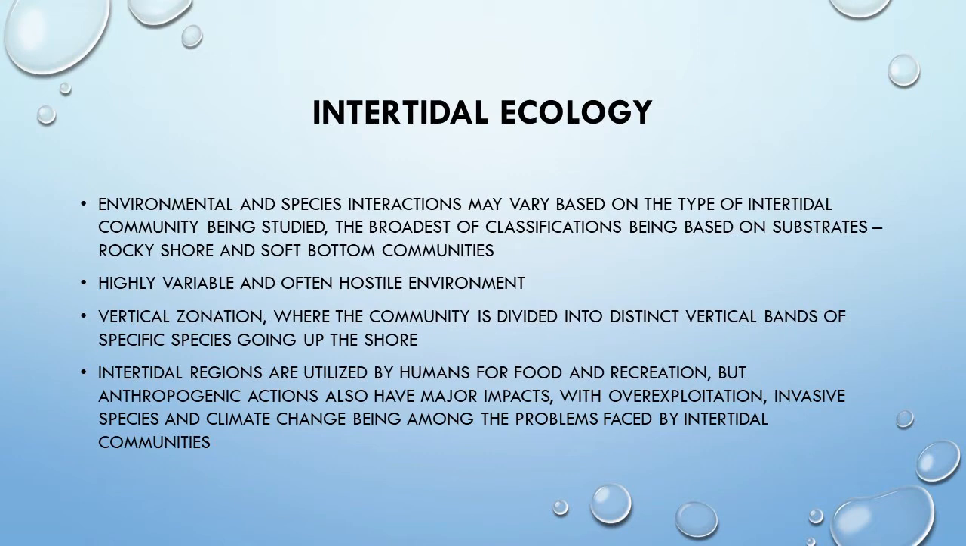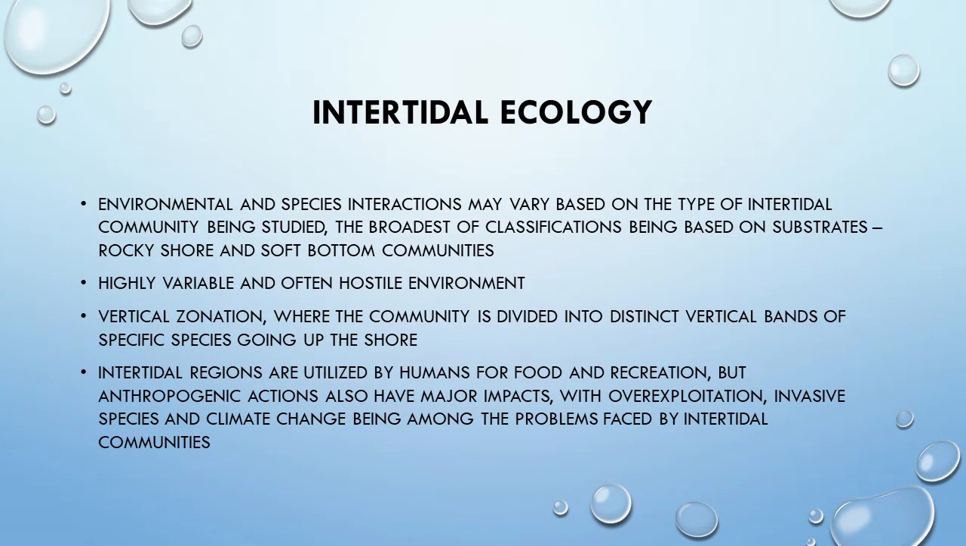One easily visible feature of intertidal communities is vertical zonation. It is where the community is divided into distinct vertical bands of specific species going up the shore. Species' ability to cope with abiotic factors associated with immersion stress, such as desiccation, determines their upper limits, while biotic interactions, one example being competition with other species, set their lower limits.